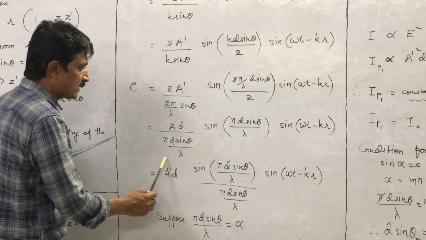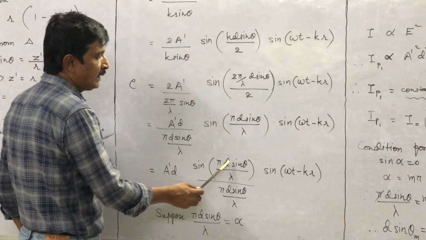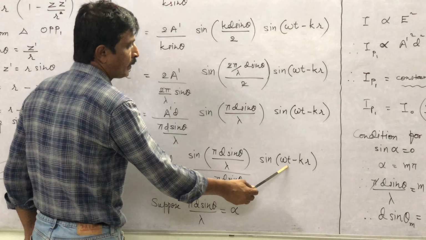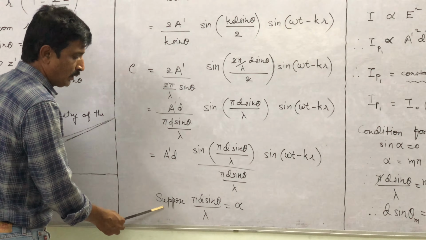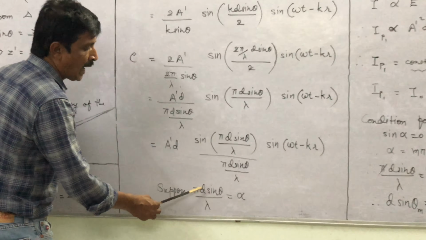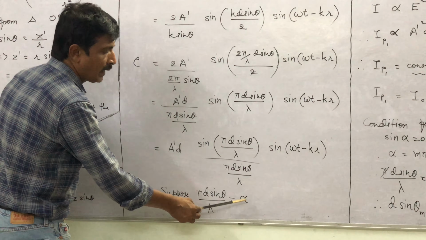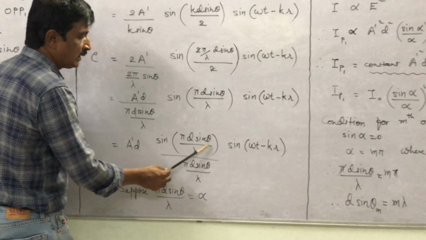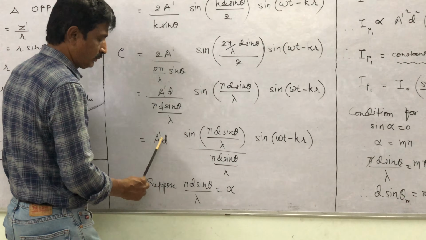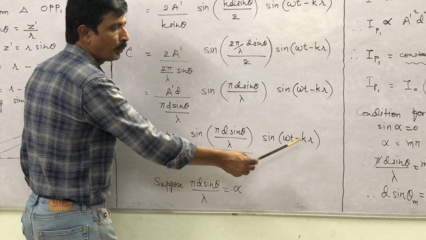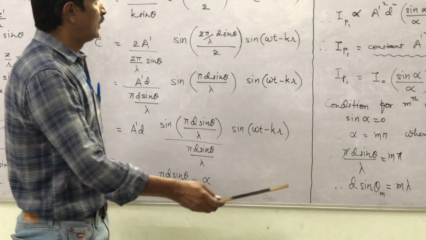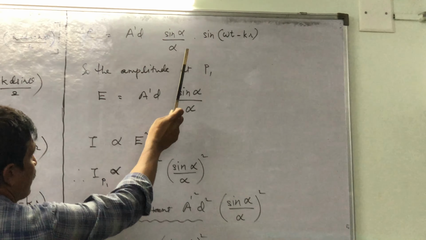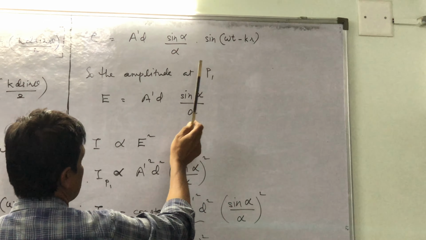So separating A' d and sin(π d sin θ / λ) upon (π d sin θ / λ) into sin(ωt − kr). Now suppose π d sin θ / λ is α. This term is α, so this is sin α by α. This is A' d and sin(ωt − kr) as it is. So E is A' d into sin α by α into sin(ωt − kr).